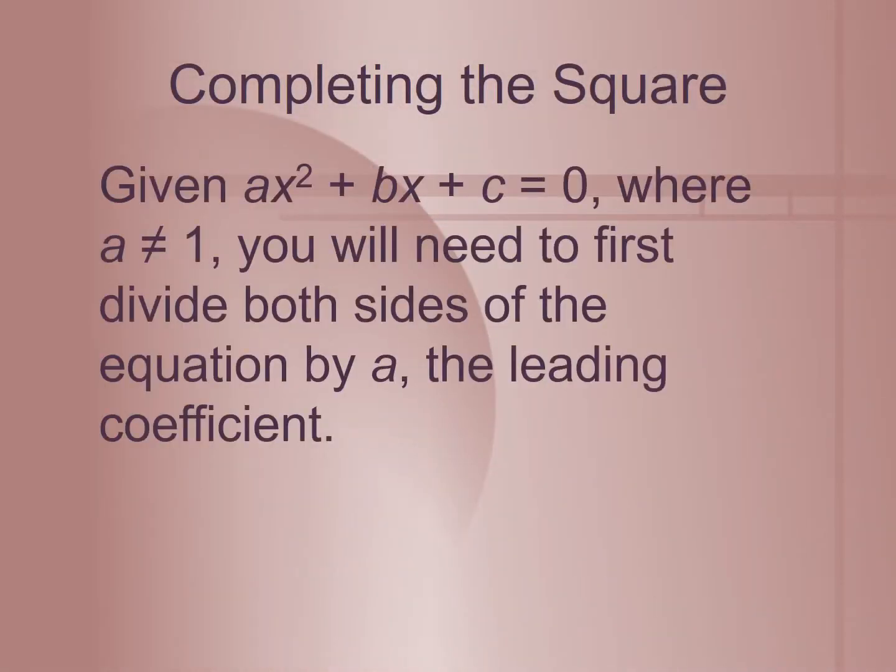When completing the square, if we're given a trinomial that has a coefficient in front of the x squared term, we call that the a value. You have to first divide both sides of the equation by a. Remember, a is that leading coefficient, so you have to divide both sides by a. And when you're dividing, you have to divide every single term of your equation.